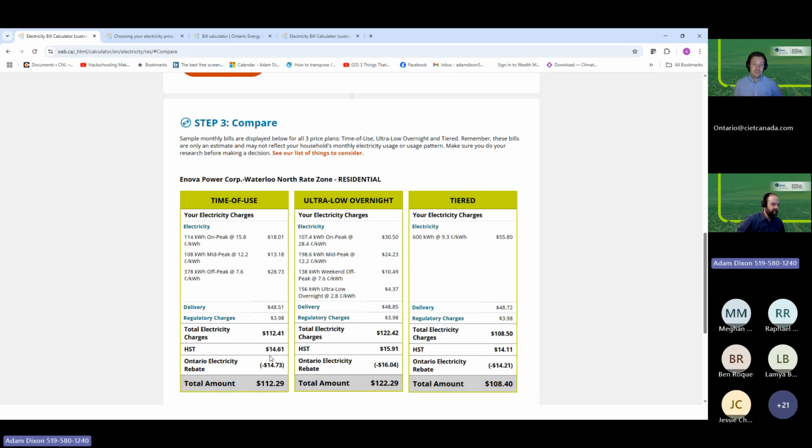The ultra low rate, this is where on your current structure of when you use your energy, so most of it off peak at the ultra low rate, it's going to work out to $122. But that being said, given that I haven't distributed it over using the majority overnight, potentially, this may not be the situation. So if you're home and if you're not using energy at night, this is probably not the rate structure for you. And then tiered is actually the cheapest in this situation because we're up to 600 kilowatt hours.